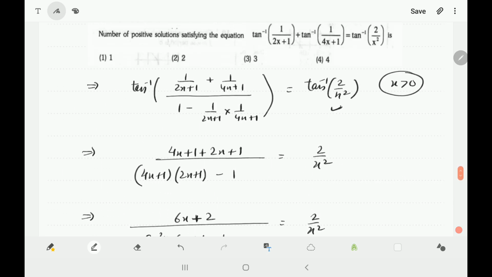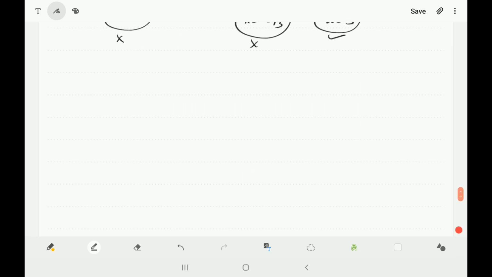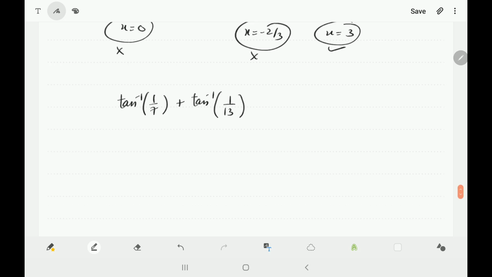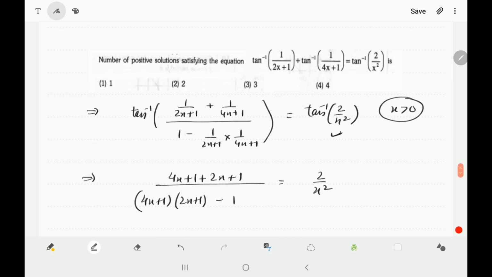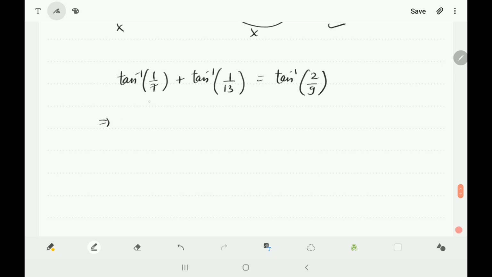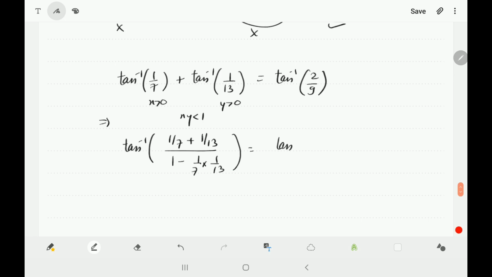So let's cross check whether x equal to 3 will satisfy this equation or not. We have tan inverse of 1 by 7 plus tan inverse of 1 by 4x plus 1, which is tan inverse of 1 by 13 if you put x equal to 3, is equal to tan inverse of 2 by 9. So we have to cross check because we didn't use any conditions as such. Because this is positive and the product of these two terms is already less than 1, we can directly apply the formula, that is tan inverse of 1 by 7 plus 1 by 13 divided by 1 minus 1 by 7 into 1 by 13. So let's see whether it is coming out to be tan inverse 2 by 9 or not.